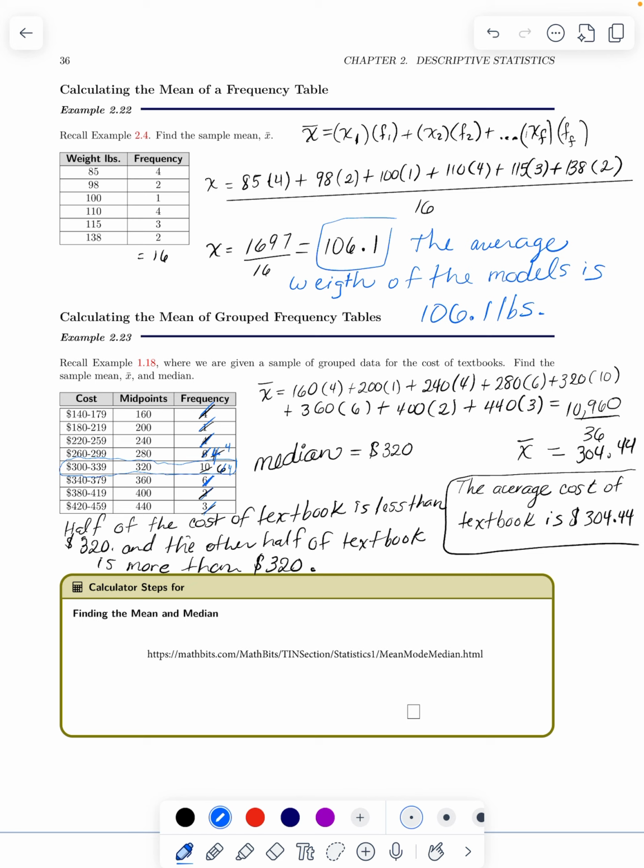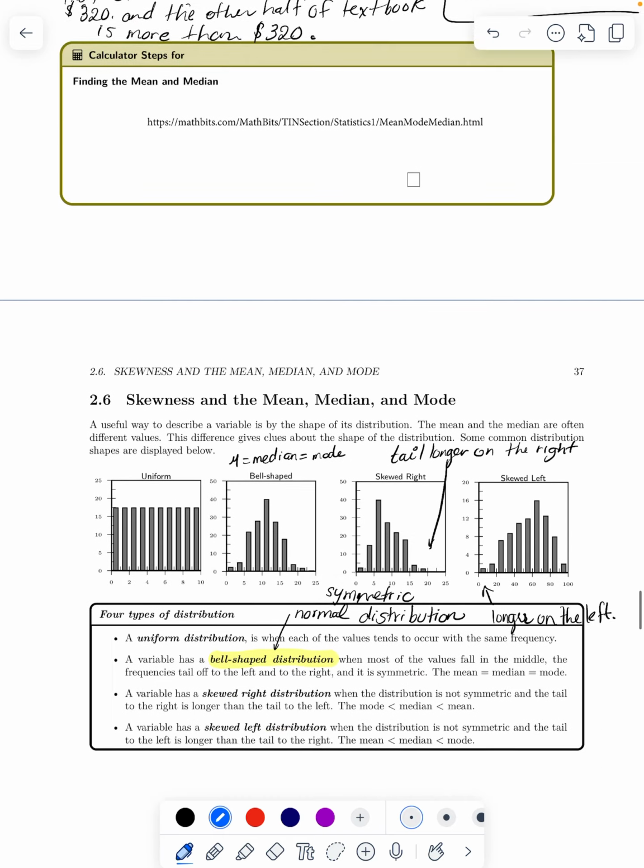And then when I have to interpret both my mean and my median, for my mean, I always use the keyword of average. So I said the average cost of textbooks is $304.44. And for interpreting the median, I say half of the cost of textbooks is less than 320, and the other half of textbooks is more than 320.